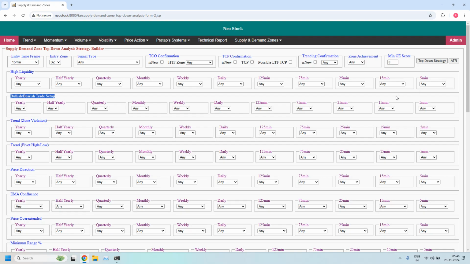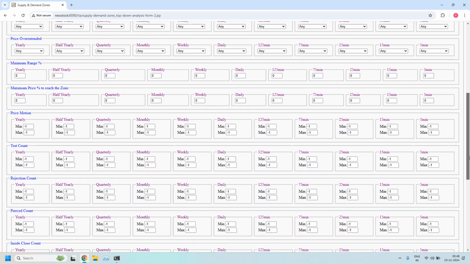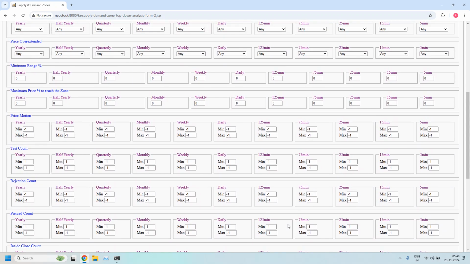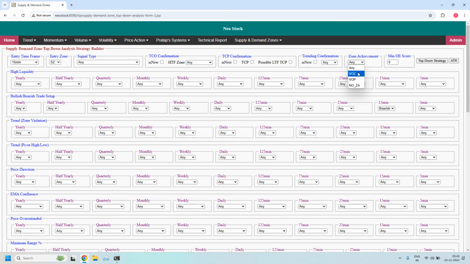In bullish or bearish trade setup at 15 minutes time frame, entry time frame, I am selecting bearish. The 15 minute supply zone should not be pierced. So in the pierced count at 15 minutes time frame, I am setting minimum value 0, maximum value 0. Zone achievement, violated opposing zone. Minimum odd enhancer score 12. All three filters are applied to the 15 minutes supply zone.